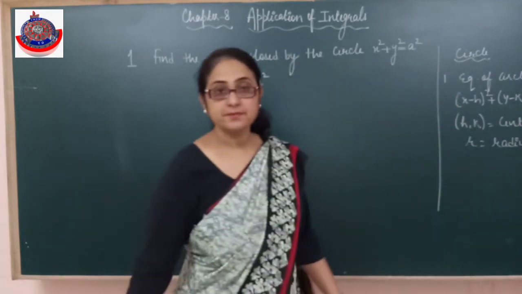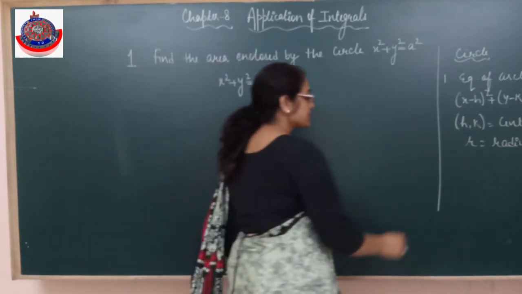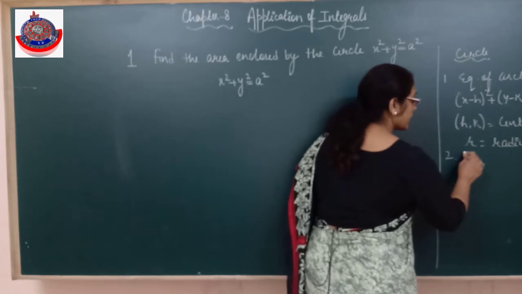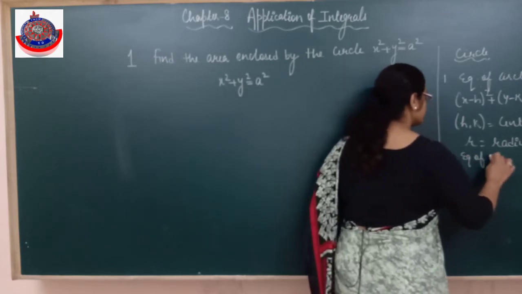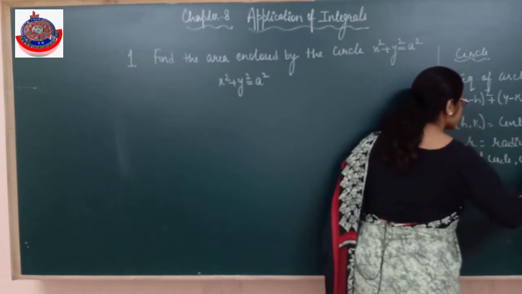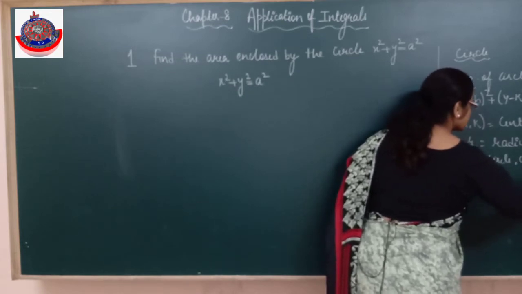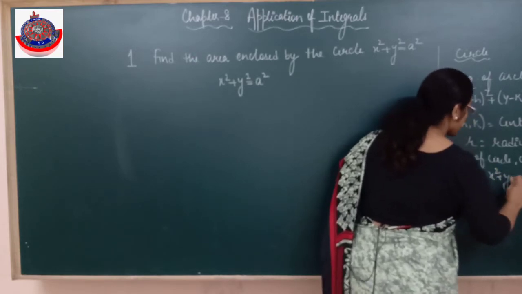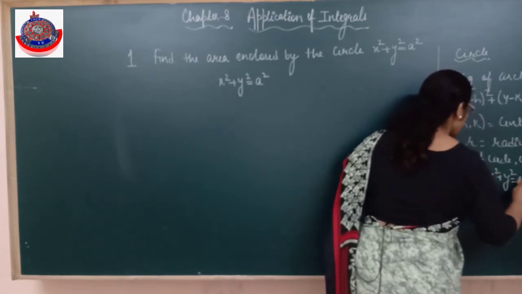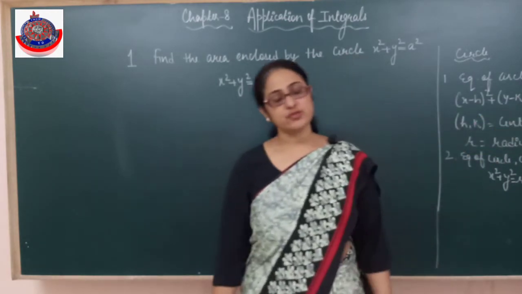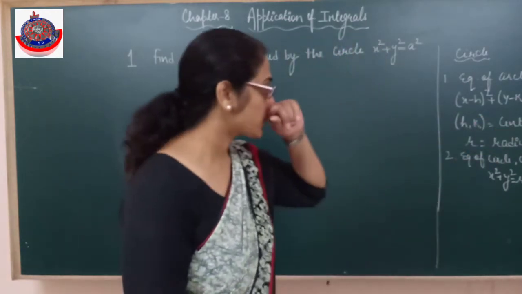In this there was a particular case, the equation of a circle when the center is at the origin, that is x square plus y square is equal to r square. That means your h and k both are 0, so definitely the equation is going to be x square plus y square is equal to r square.